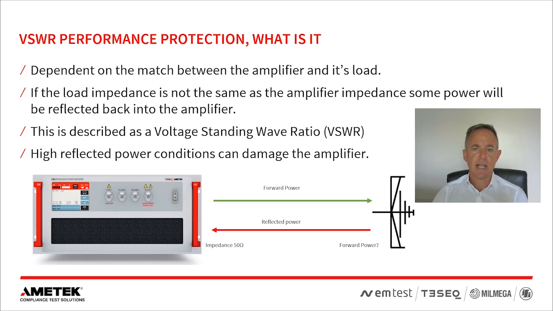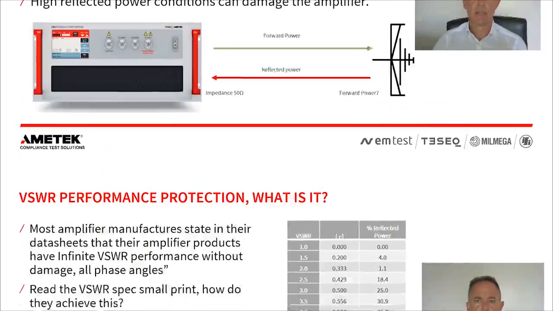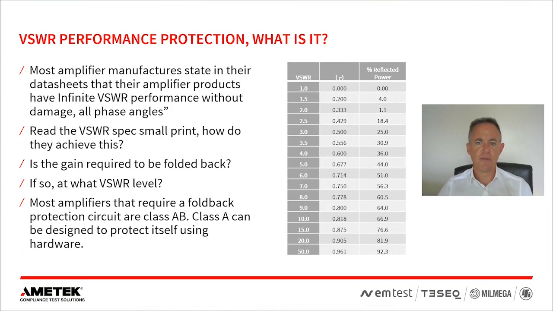Note, you can have a high VSWR condition at low output power levels, which most amplifiers can handle. It's only when the amount of reflected power exceeds a certain level that it becomes an issue and can cause damage to the internal transistors of the amplifier. So one thing to be mindful of is that all amplifier manufacturers, including us, state in their datasheets that their amplifier products have infinite VSWR performance without damage against all phase angles. It's important to read the VSWR spec and the small print as to how they achieve this.